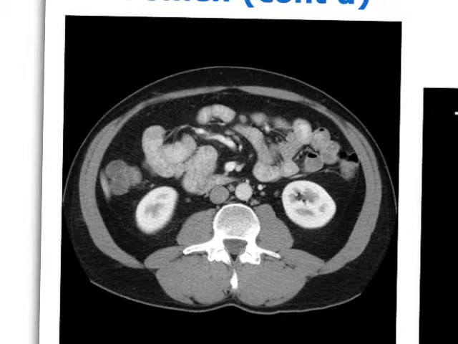Okay. This ill-defined faint line here is fascia. This is the ascending colon. Okay. This here and here is the psoas muscle. So patient's right psoas muscle, left psoas muscle.